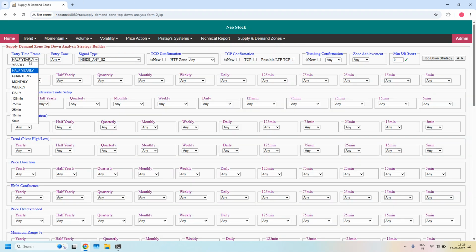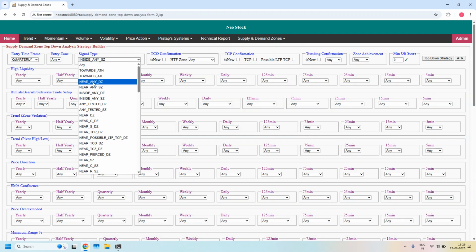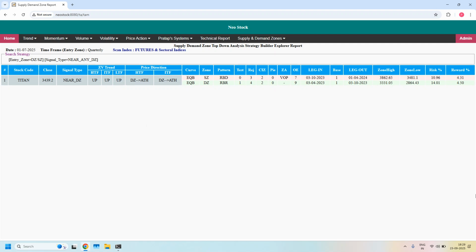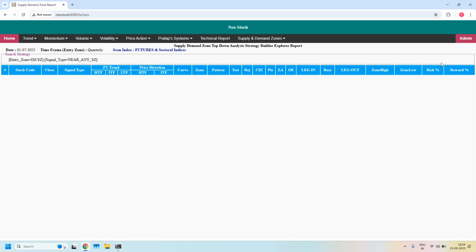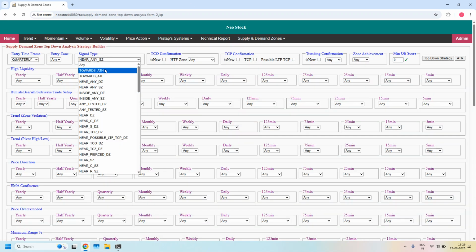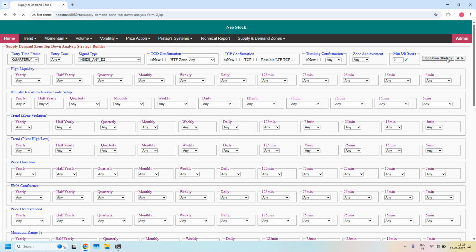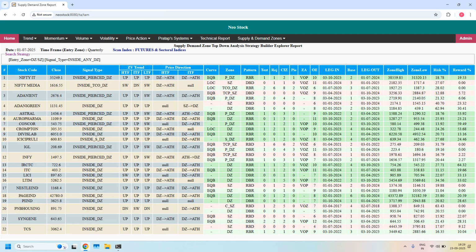Next time frame is quarterly. Stocks near to the quarterly demand zone. We got 1 stock. Next, stocks near to the quarterly supply zone. No stocks. Next, price closed inside the quarterly demand zone. We got 22 stocks.